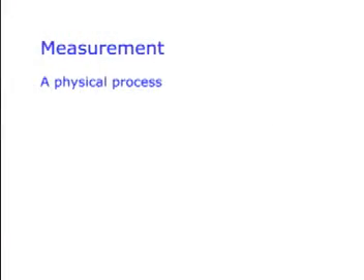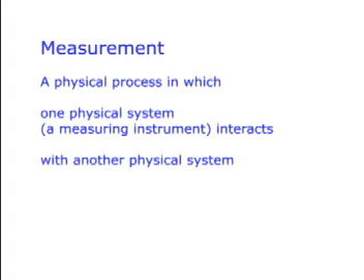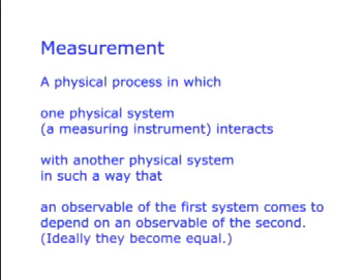A measurement is a process in which one physical system, a measuring instrument, interacts with another physical system that's being measured, and some observable of the measuring instrument is affected by some observable of the system being measured and ends up, ideally, having the same value.